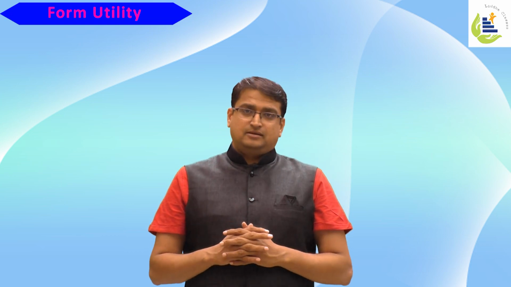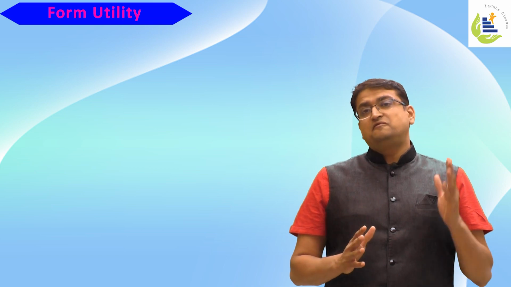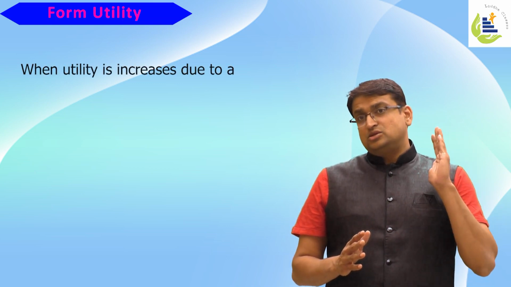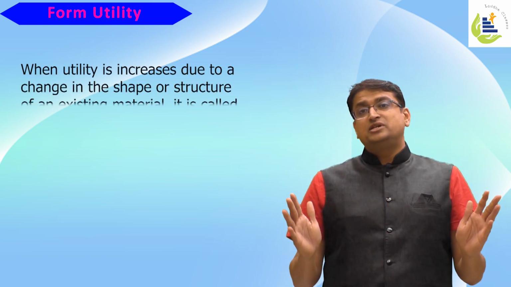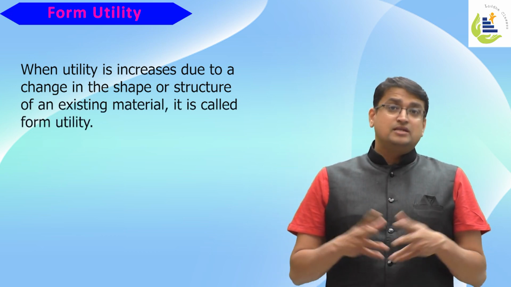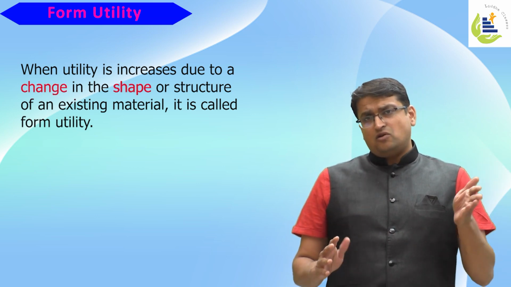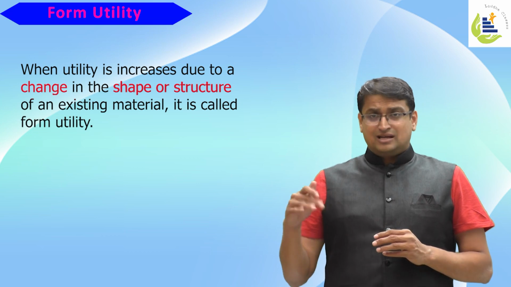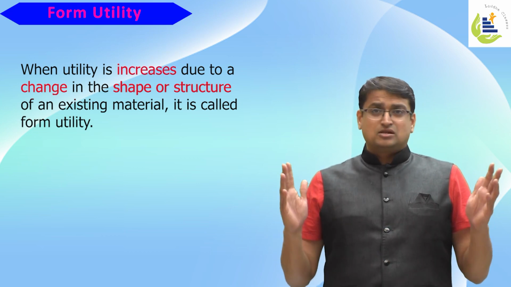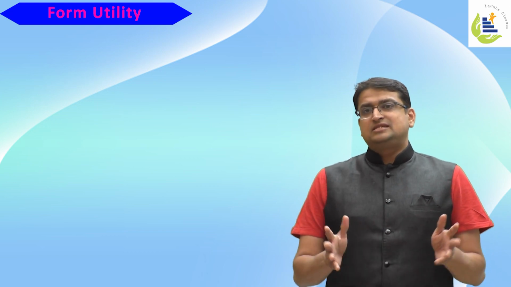When we change the form of a commodity, it increases its utility. Which means if we change the form, meaning the shape and the structure of a commodity, then it leads to an increase in utility, which is called form utility. In short, if we change the form, it helps us increase the utility, and this is known as form utility. Let us take some examples to understand form utility in detail.